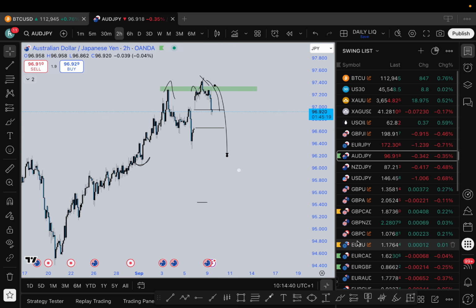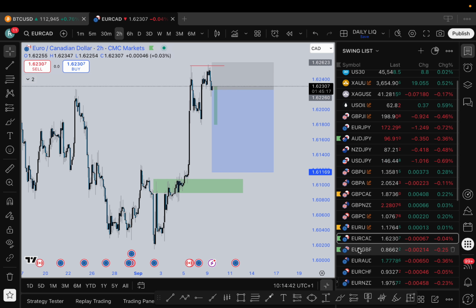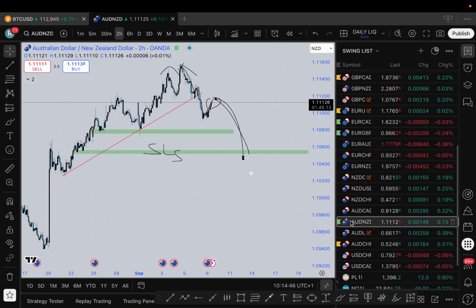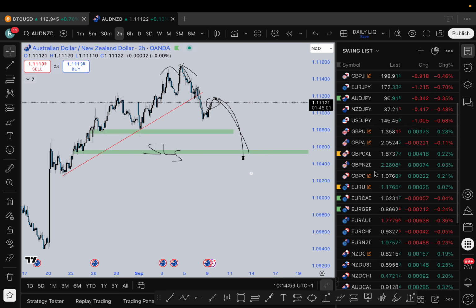I'm looking at AUD JPY, I'm looking at EuroCAD, I'm looking at Euro GBP, and I am looking at AUD NZD. We're going to be discussing all of these different trades and whether I'm going to take any of them, or what trades am I going to take, what trades am I going to avoid, and the reasoning behind them, so you guys learn the most from this video.